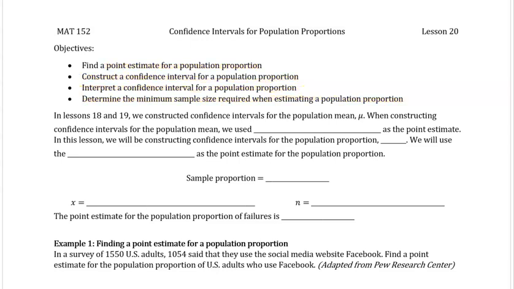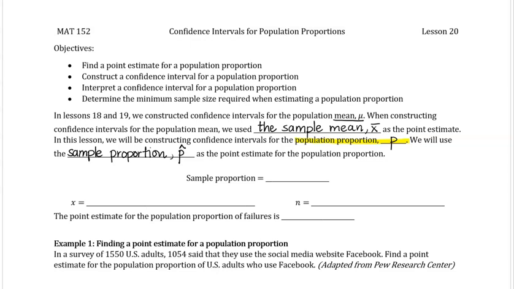So as I mentioned earlier, in the previous two lessons, we constructed confidence intervals for population means. We were constructing confidence intervals for mu. And when we did that, we used the sample mean as our point estimate. The sample mean was denoted as x bar. However, in this lesson, we will be constructing confidence intervals for the population proportion. And the symbol for the population proportion is a p. The point estimate that we will use is the sample proportion. And that sample proportion is denoted with the symbol P with a hat on top of it.